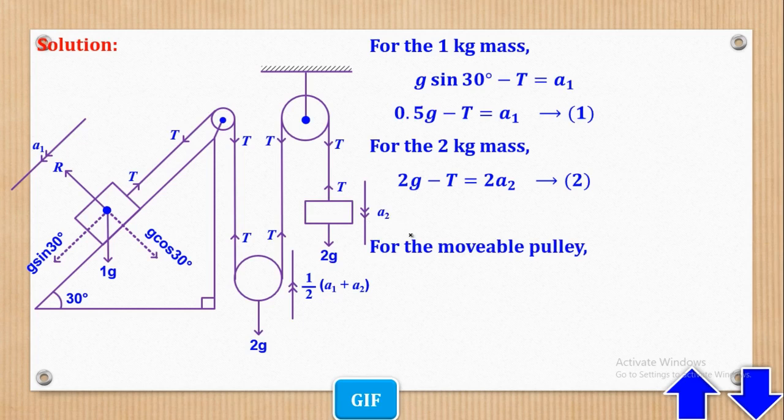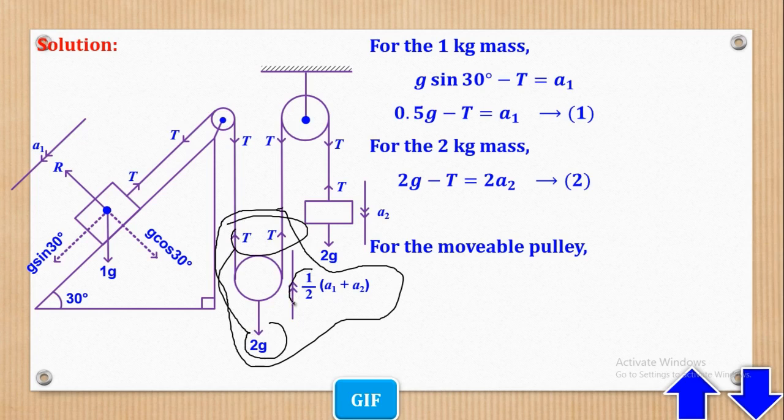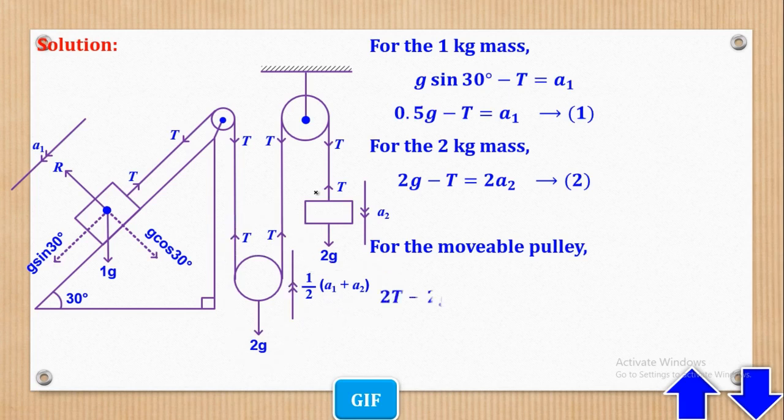The next will be for the movable pulley. For the movable pulley, we are interested in this. So this is moving upwards, meaning the resultant force will be the sum of these two forces, which will be 2T minus this, which is 2g, equal to MA, so equal to 2 times this acceleration. So we shall write that here. Next we shall simplify, this cancels, to come up with that as our equation 3.